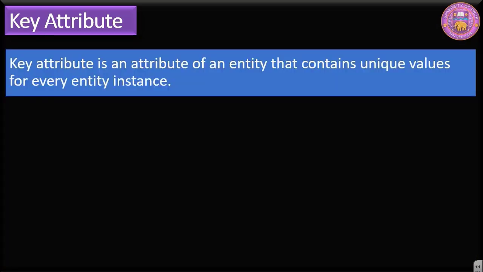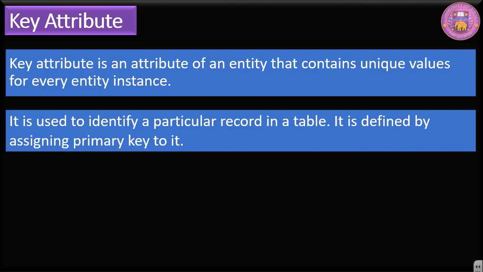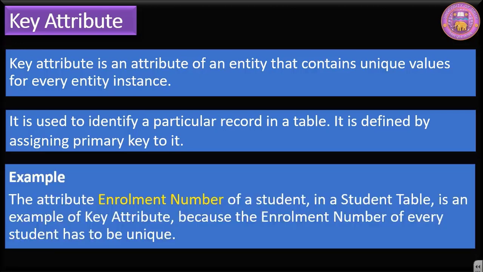A key attribute is an attribute of an entity that contains unique values for every entity instance. It is used to identify a particular record in a table. It is defined by assigning a primary key to it. We will assign that this particular field, this particular attribute, is the primary one. So we say that we have assigned a primary key to this attribute. For example, the attribute enrollment number of a student in a student table is an example of a key attribute because the enrollment number of every student has to be unique.